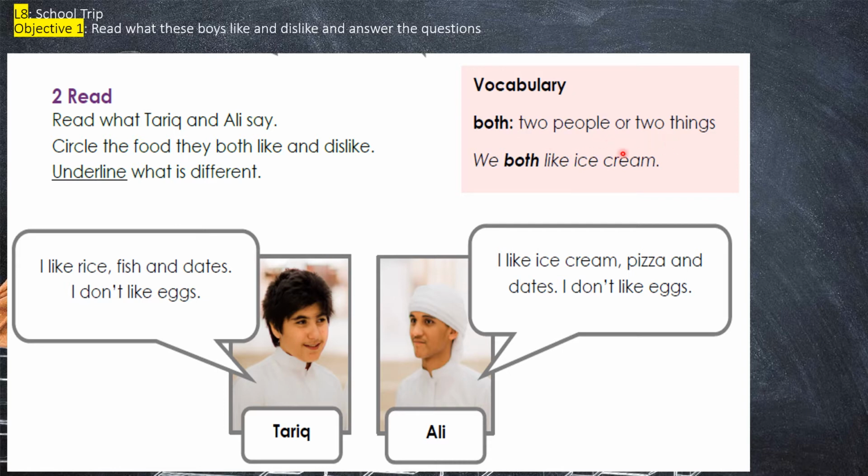I have to mention the food that Tariq likes and also Ali likes. So they both like this food. And also we have to mention the food that they don't like. They dislike it. Both of them don't like what food? Okay, let's start reading about Tariq.